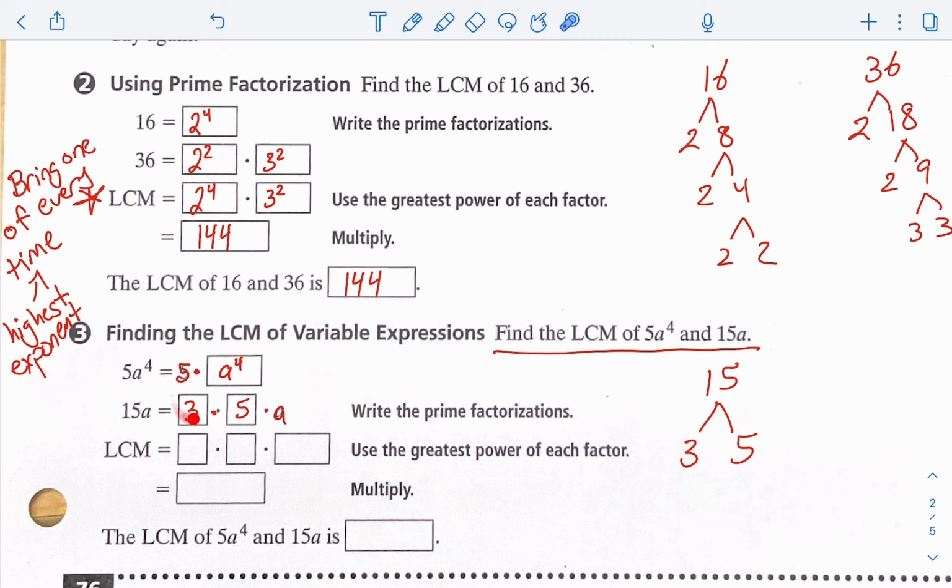Now we need to bring down one of every type of thing and the type with the highest exponent. So we have 3's, I bring down a 3. We have 5's, I bring down a 5. We have a and a to the fourth, so I bring down a to the fourth. And then I'm just going to multiply that back together to figure out my least common multiple. So 3 times 5 is 15. A to the fourth, because we have an a to the fourth in our prime factor list. So the least common multiple of 5a to the fourth and 15a is 15a to the fourth.